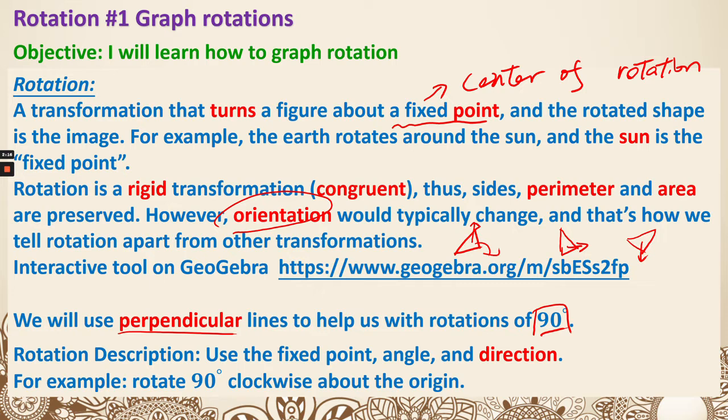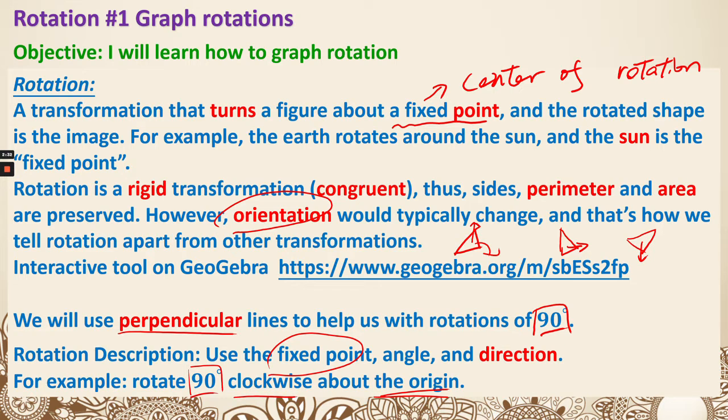And that's something we actually have learned in the reflection lesson. As for a description for rotation, there are quite a few things. We need to include the fixed point. In this case, it could be the origin or any point. We also need to include the angle that is rotating. And we also need to indicate which direction it is rotating.